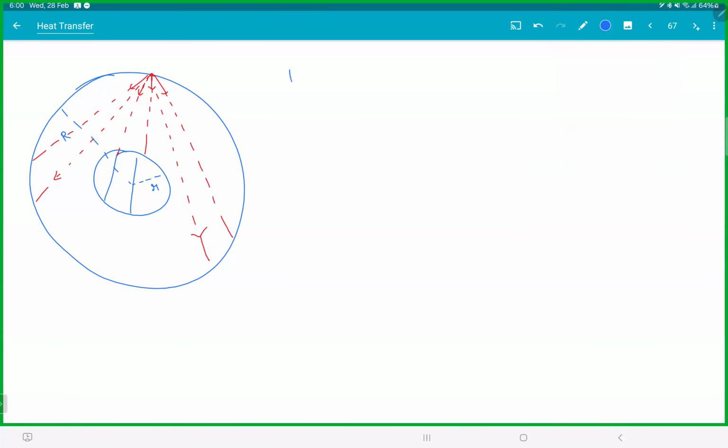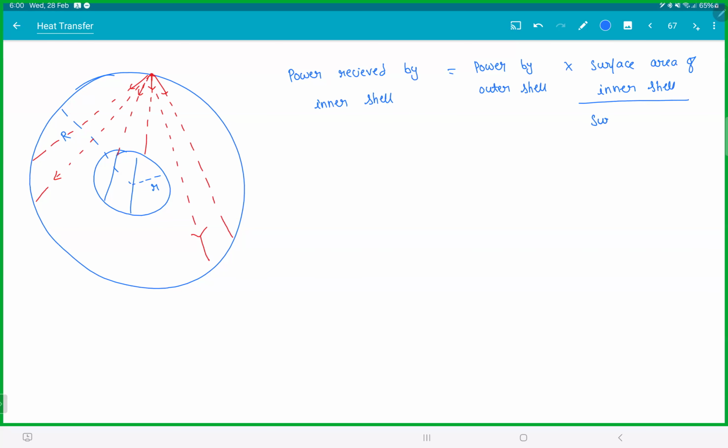So power emitted by the outer shell will spread over in all directions. So power received by the inner shell is given by power by the outer shell into surface area. It will be proportional to the surface area. Surface area of inner shell by surface area of outer shell.